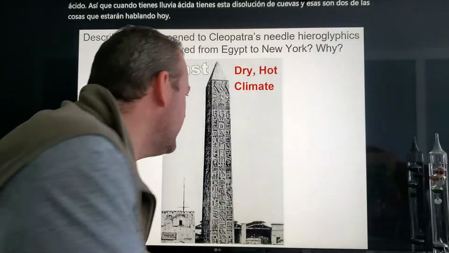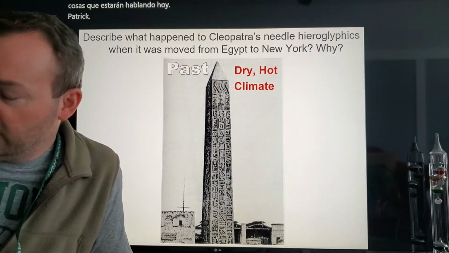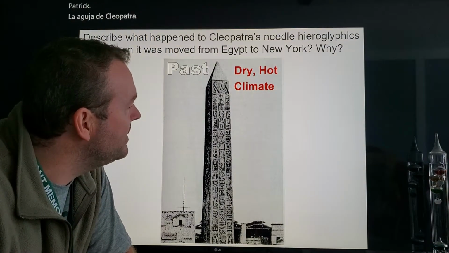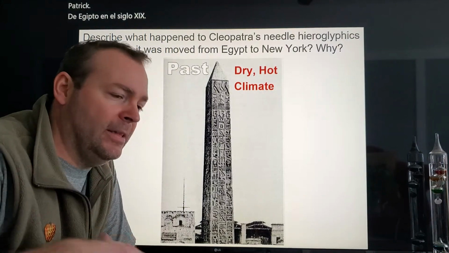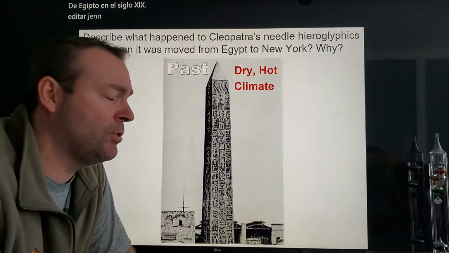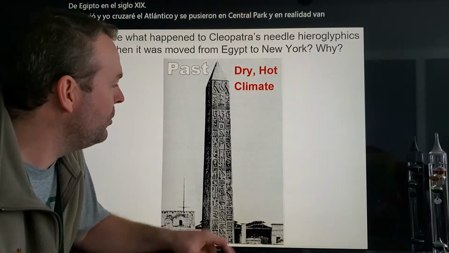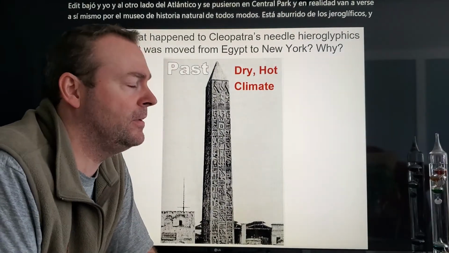Okay. This is the story of Cleopatra's obelisk, commonly called Cleopatra's Needle. It was brought over from Egypt in the 1800s, and it came down the Nile and across the Atlantic, and they put it up in Central Park. You can actually go see it. It's up by the Museum of Natural History. Anyway, it had these gorgeous hieroglyphics on it, and it told the story of Cleopatra's life and some other things.